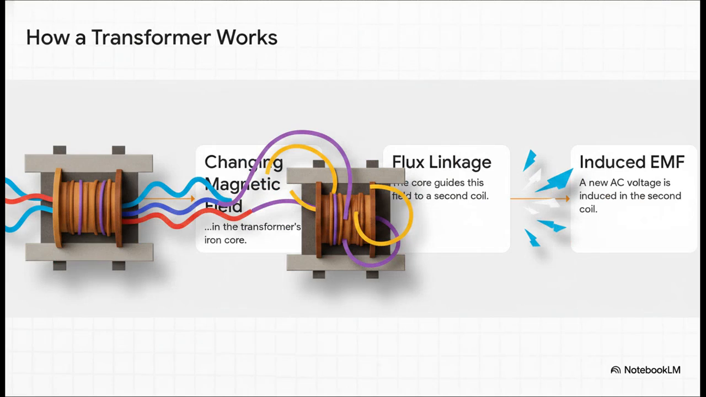Next up, the transformer. This thing is basically an electrical gearbox, and it's pure magic. You put an alternating current into the first coil, which creates a magnetic field that's constantly growing and shrinking. An iron core guides that changing field over to a second coil, and that pulsing magnetic field induces a whole new voltage in that second coil. There's no physical connection. It's incredible.